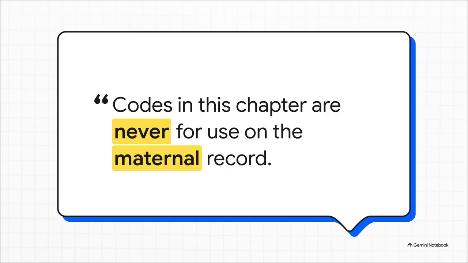But before we go any further, we absolutely have to lock in a non-negotiable rule. The CMS guidelines explicitly state, and I quote, "Codes in this chapter are never for use on the maternal record." Seriously, I cannot stress this enough. Chapter 16 P codes are strictly for the newborn. Never, ever put them on the mom's chart. Even if a fetal condition directly impacted the mother's care, it doesn't matter. You have to maintain an absolute firewall between those two patients.